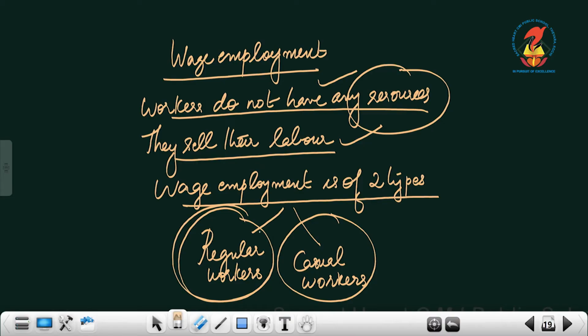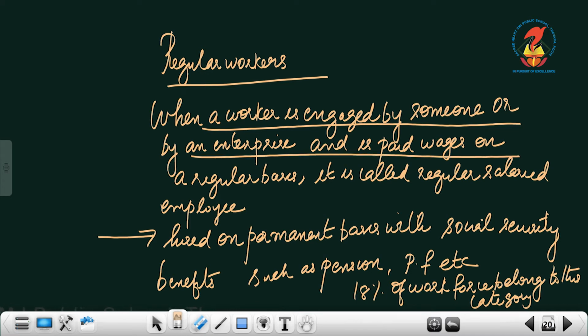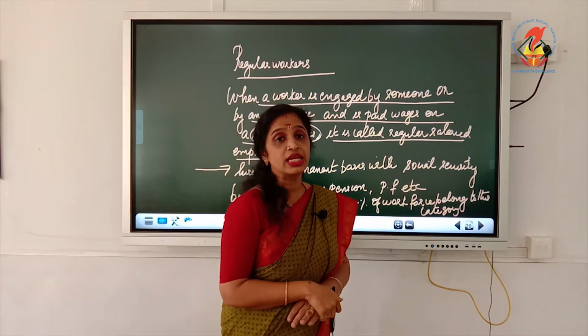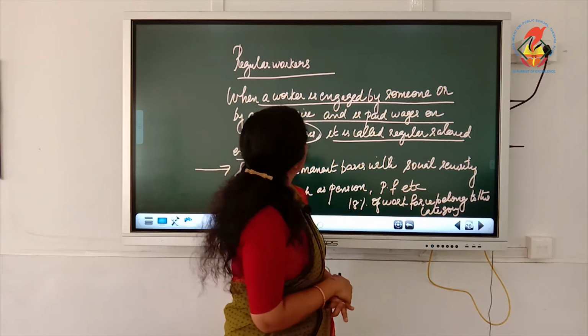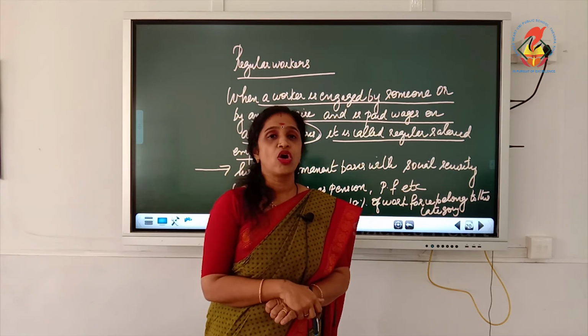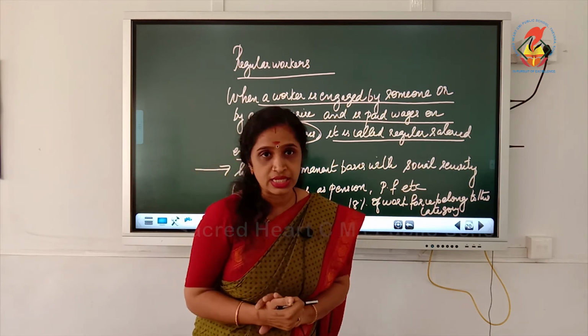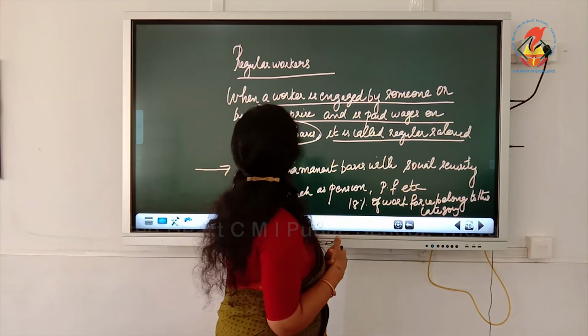Now wage employment is of two types. One is regular workers and the other one is casual workers. Now who are these regular workers and casual workers? Regular workers: when a worker is engaged by someone or by an enterprise and paid wages on a regular basis, we call it a regular salaried employee. So who is a regular salaried employee or a regular worker? A regular worker is a person who is engaged by someone. Someone is taking ownership to do the work and he is making one person to do the work. So that person is working under somebody else. That is known as the regular worker.